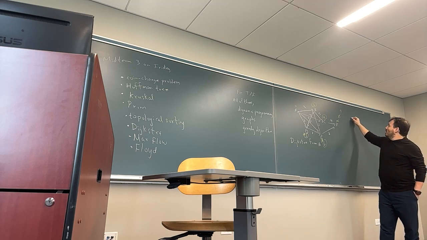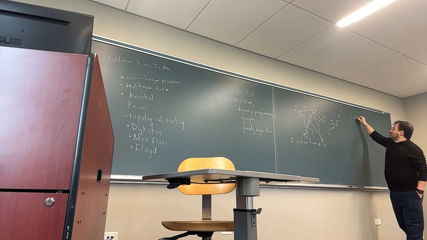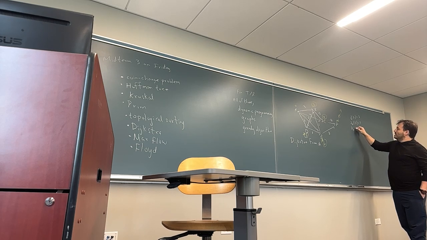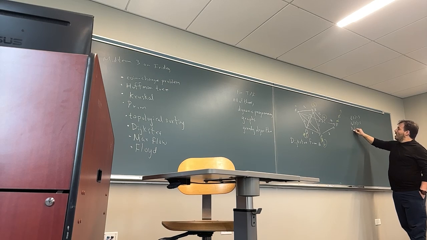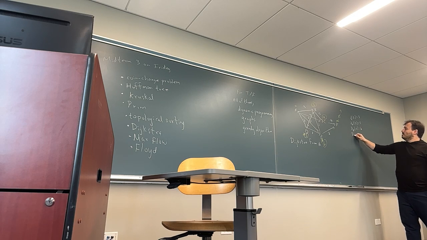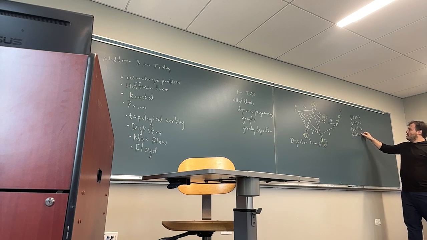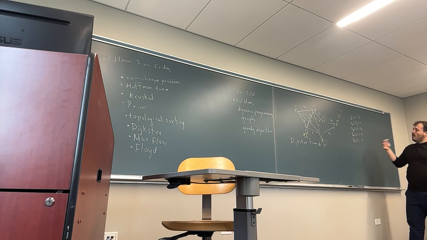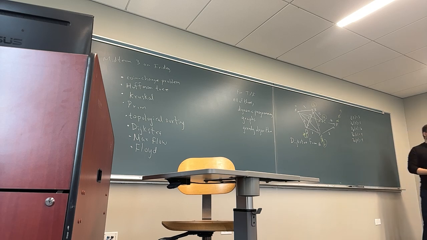So from A to B, the distance is 3. From A to D, the distance is 5. From A to E, the distance is 6. From A to C, the distance is 4. And from A to F, the distance is 9. Now technically Dijkstra's algorithm also keeps track of what the path is.